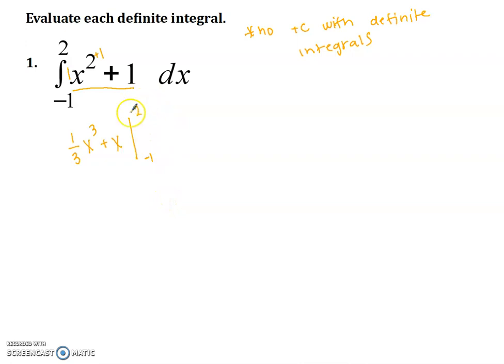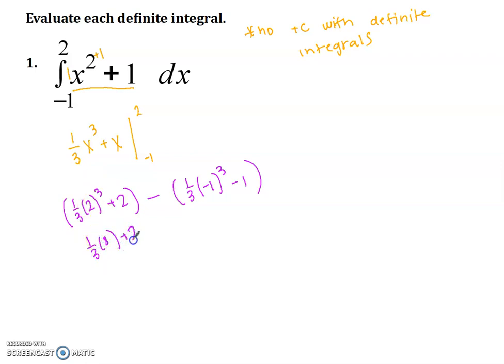Okay. Now what we're going to do is plug these two numbers in and subtract them. So I'm going to plug in always the top number first. Okay, so I'm going to do 1/3 times 2 cubed plus 2. I'm going to figure out what this is, and then I'm going to subtract whatever I get when I plug in the bottom number. So that's going to be 1/3 times -1 to the third plus a -1, so -1. Okay. So 2 cubed is going to be 8, so that's going to be 1/3 times 8 plus 2.